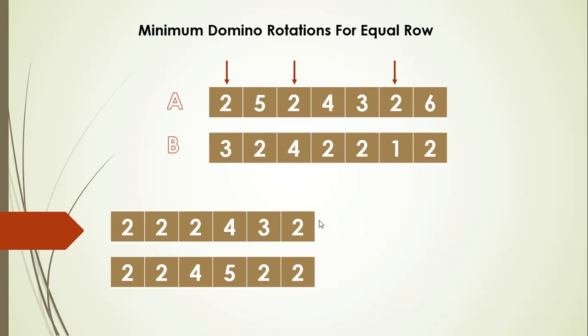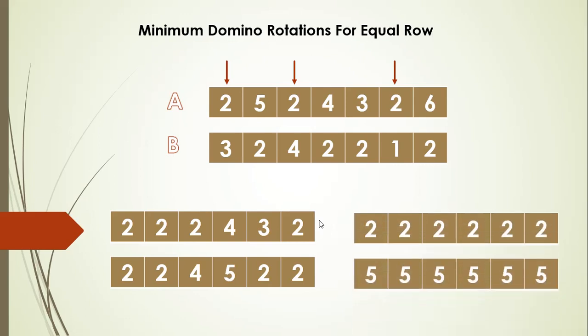So we should check every column. That means every column should have that value either in row A or row B. So let's see one more example.